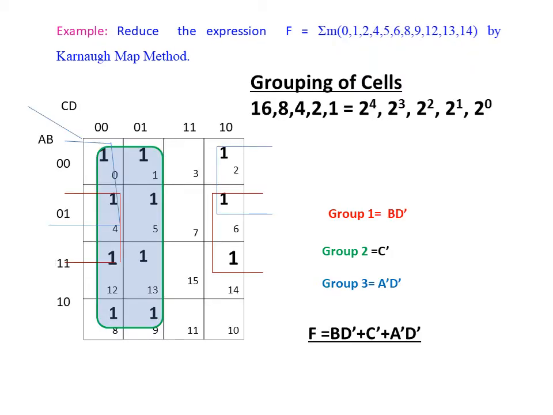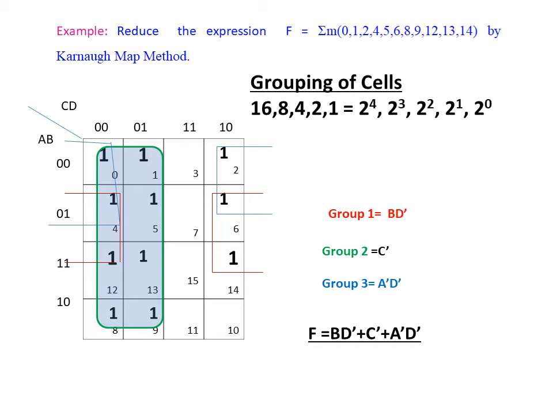Now reduce this expression F. First place ones in the corresponding cells, then we will see the grouping options. Here 8 ones grouping is possible, so I am grouping these 8 ones. Now here a 3 is there. So I am grouping these two with these two cells, and these two with these two cells. So I am getting a total of 3 expressions.